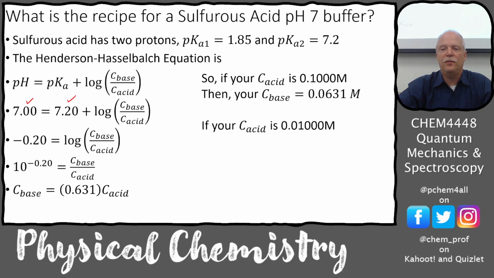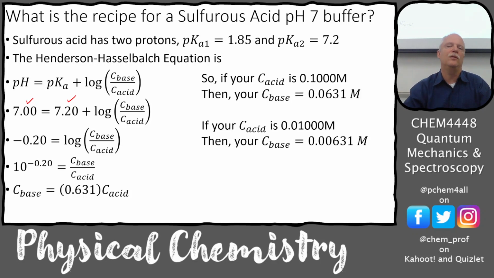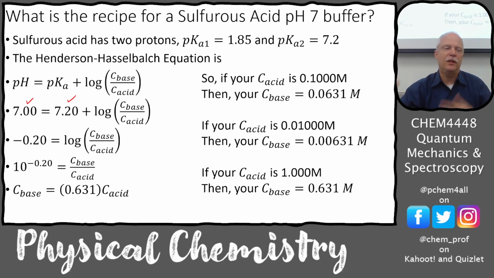But we could choose a different way. We could have chosen 0.01. Like if we had a really weak acid solution, 0.01, let's say this is a really expensive material. We don't want to waste it. We just make a really low concentration. Then our base is going to be 0.00631 molar. Or what if it's a cheap material and we make a 1 molar solution and then our base is 0.631? So that's pretty straightforward. But do you see how your recipe can vary because you have this relationship of acid to base, but it doesn't tell you the specific thing to use?